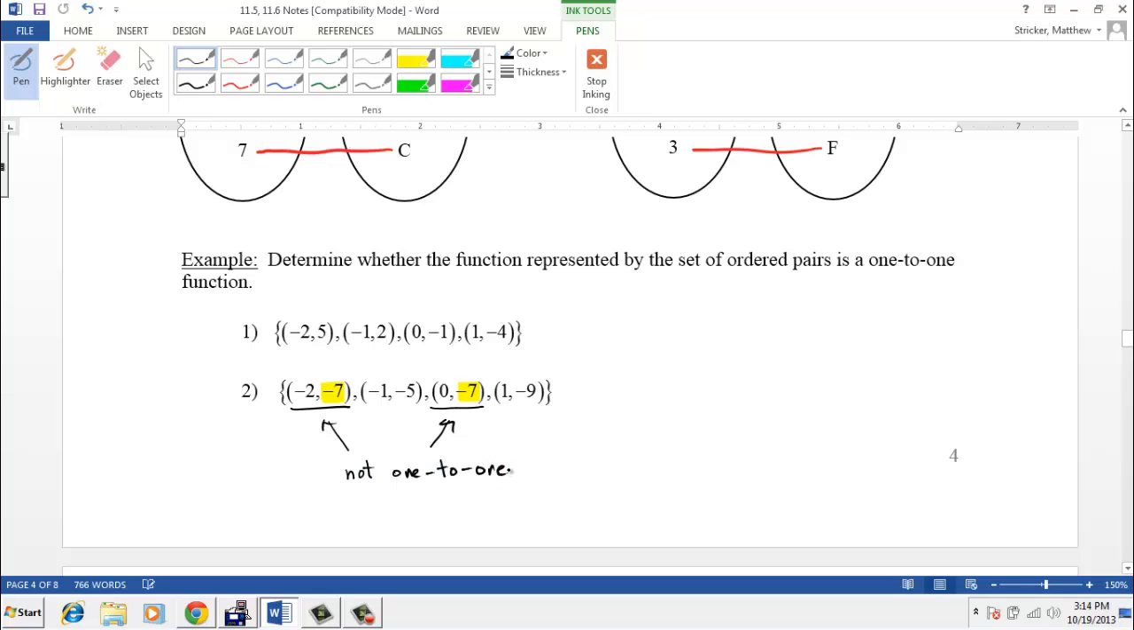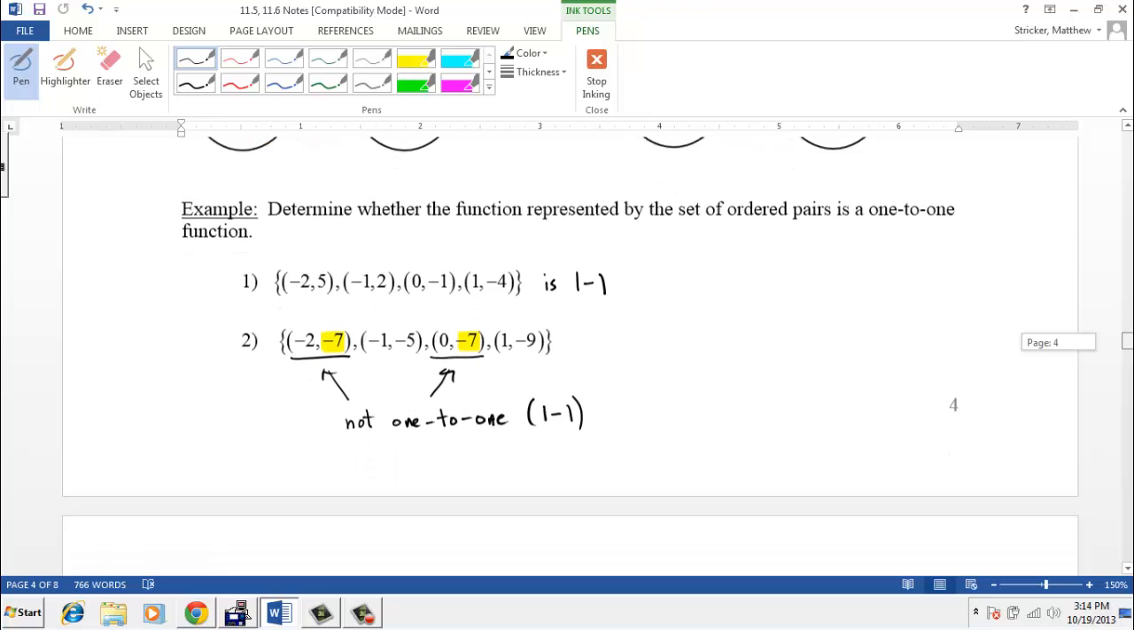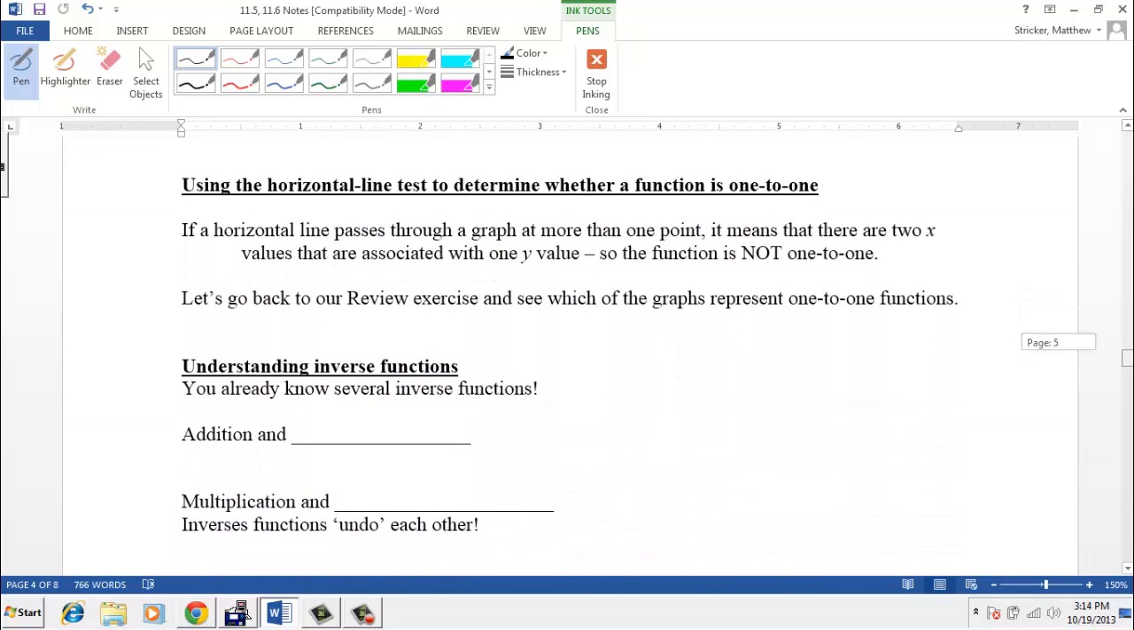And there is a shorthand for writing one-to-one. Instead of writing it this way, we can also write it as 1-1 for one-to-one. Now the first one we said that this function is one-to-one, but the second one is not 1 to 1. And we can use the horizontal line test to determine whether a function is 1 to 1. The horizontal line test says that if a horizontal line passes through a graph at more than one point, it means that there are two values that are associated with only one y value. So the function is not 1 to 1.